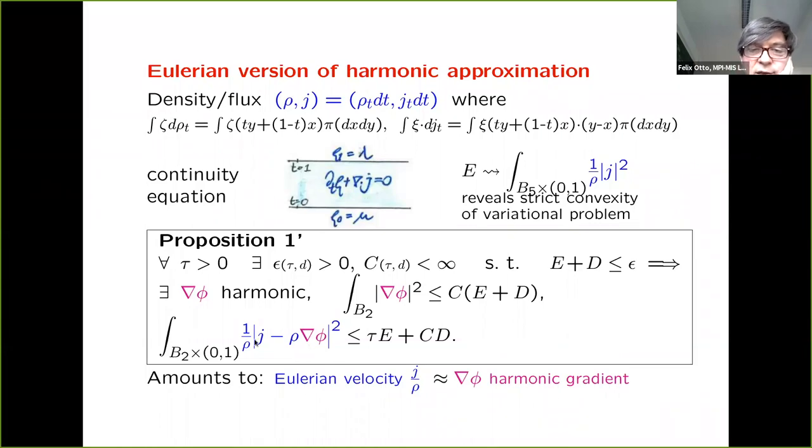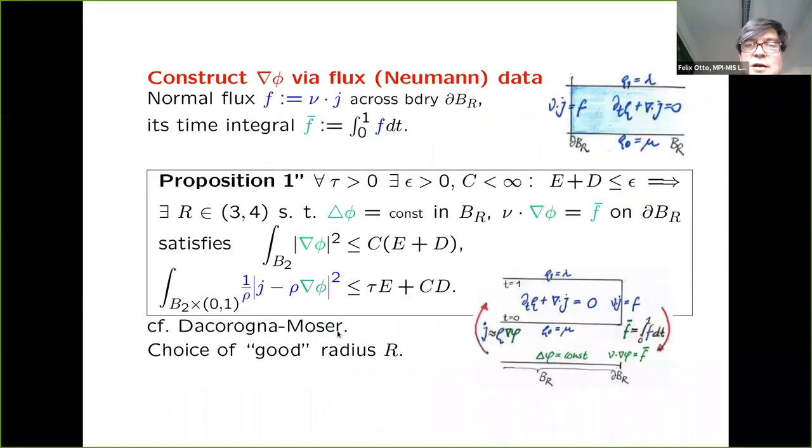by saying this shows that one can approximate the Eulerian velocity, which is rho divided by j, by harmonic gradient. So we're approximating Eulerian velocities by harmonic gradient. Okay, so that was essentially a one-to-one translation of the harmonic approximation result from the Lagrangian to the Eulerian setting. But I did that because I can now tell you how to choose this harmonic function, and probably you already guessed it, by solving a Neumann, a flux boundary data problem.